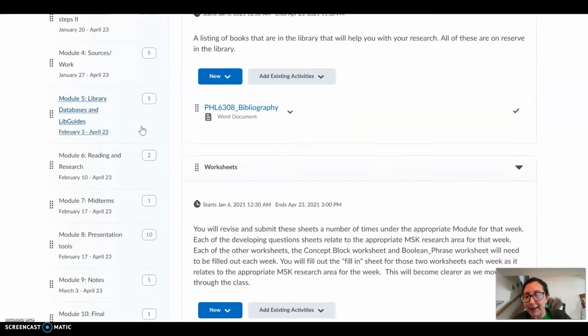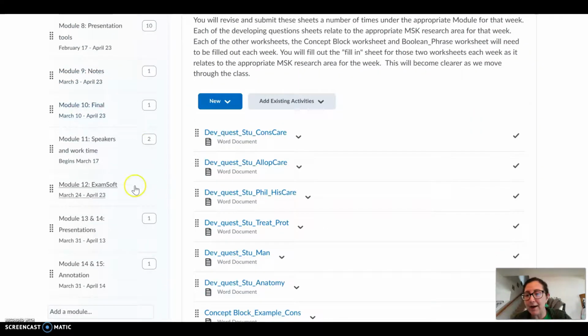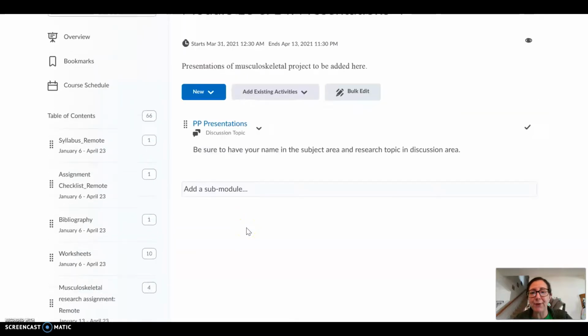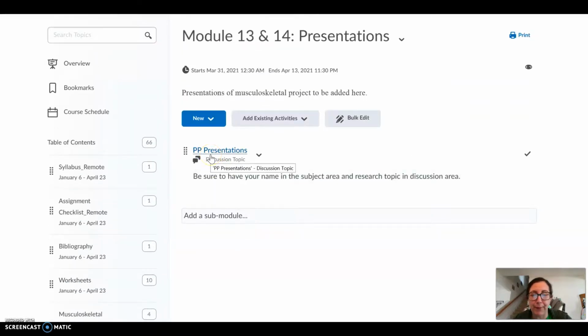So now if we look here, we are at module 13 and 14. Module 13 is where you put your PowerPoint presentation. Be sure to have your name in the subject area, in your research topic, and the discussion area. And as you can see, this starts opening up on March 31st. So again, you have from March 31st until April 13th to get it in there. And again, that's also on your assignment checklist.